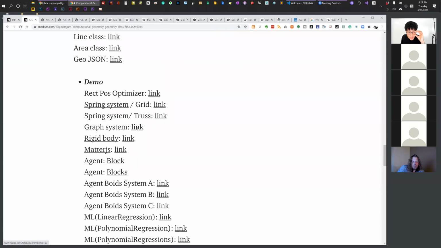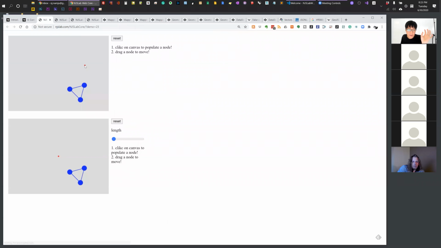And then we can go quickly. And then this is also the graph system. Graph is really an important data structure to capture the spatial information. So you can use whatever, like a network analysis using the graph.